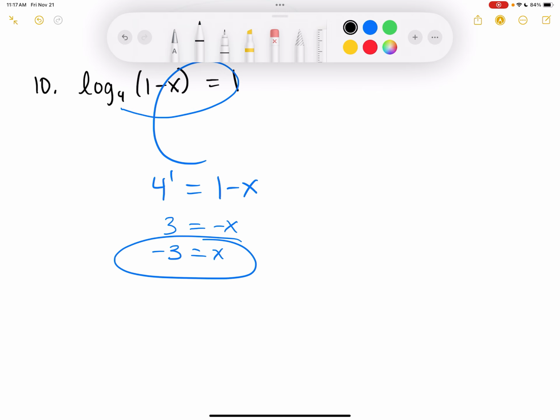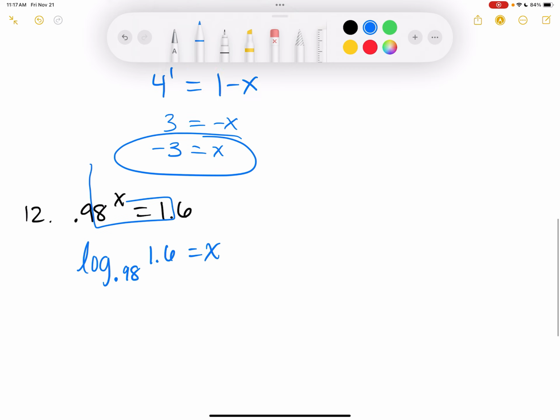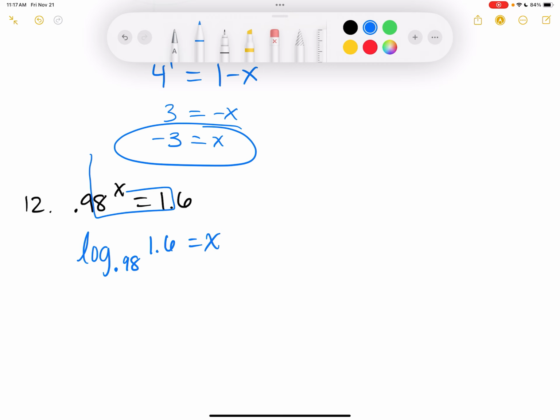So 0.98 to the x is equal to 1.6. So I have an exponential. It means I need a log to solve it. So we come down, we make the L. So we have log base 0.98 of 1.6 is equal to x. And then you'll use log base on your calculator and tell me what that's equal to. Negative 23.2. Give me another decimal place. 6. Okay. Negative 23.26.